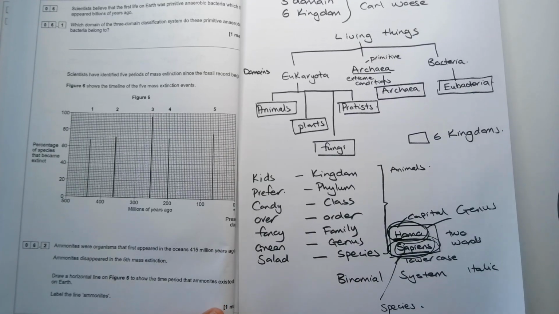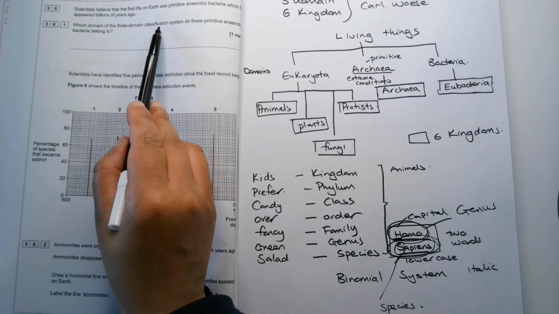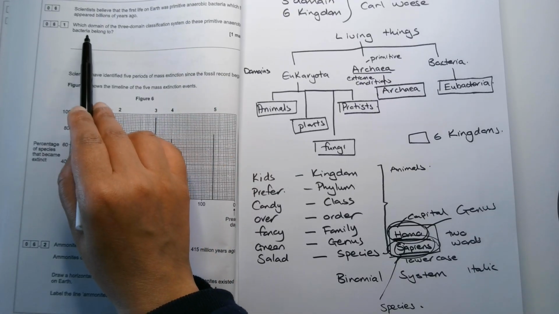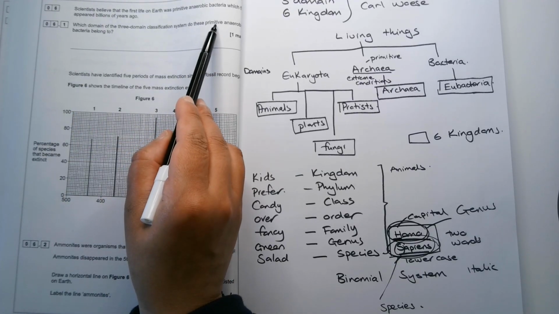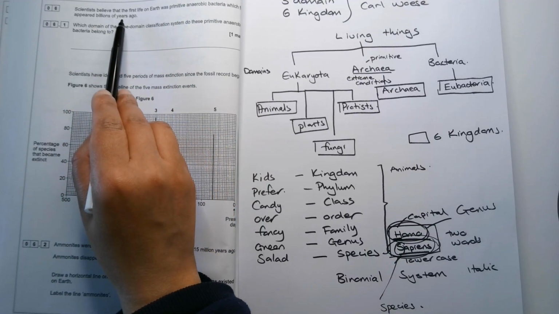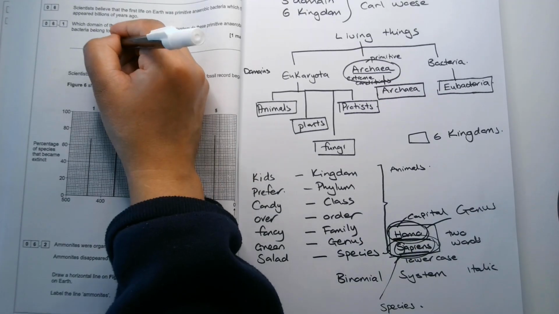Okay, so that was just a quick recap. So then go back to this question. It says, which domain of the 3-domain classification system do these primitive anaerobic bacteria belong to? Primitive bacteria lived on Earth or appeared on Earth billions of years ago. I told you this here. The answer is archaea.